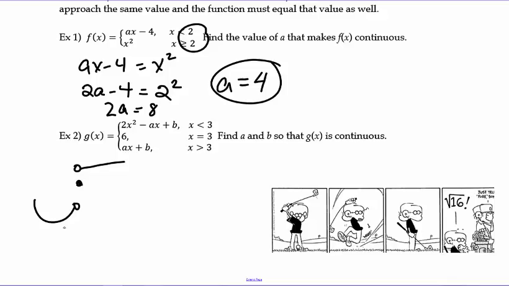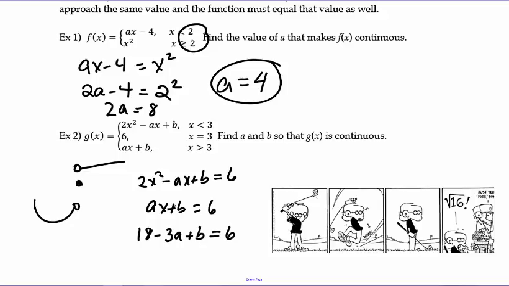So if I want these 3 things to line up, I need 2x squared minus ax plus b to equal 6. And I need ax plus b to equal 6. But I don't need them to equal 6 all the time. I just need them to equal 6 at 3. So when I plug in 3 here, 18 minus 3a plus b needs to equal 6. And when I plug in 3 here, I need 3a plus b to equal 6. Well, that's 2 equations. That's okay. It's 2 equations and 2 unknowns.